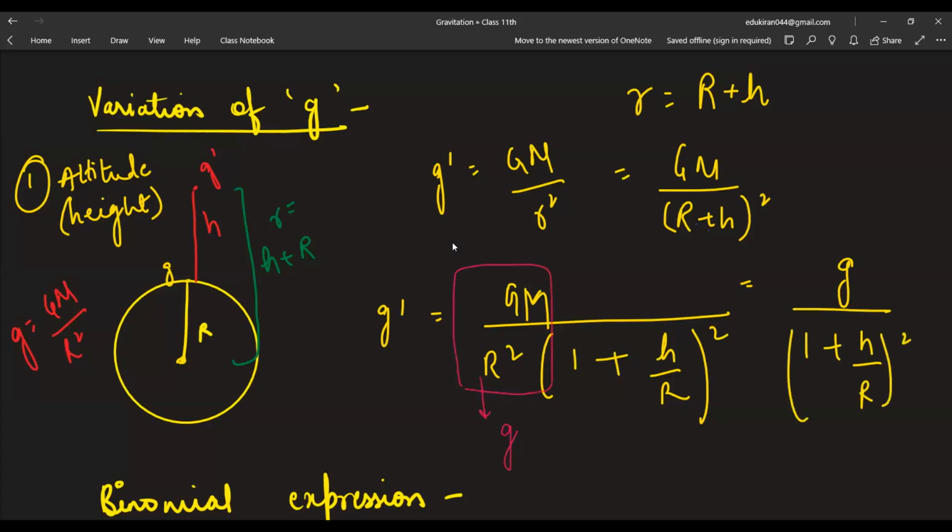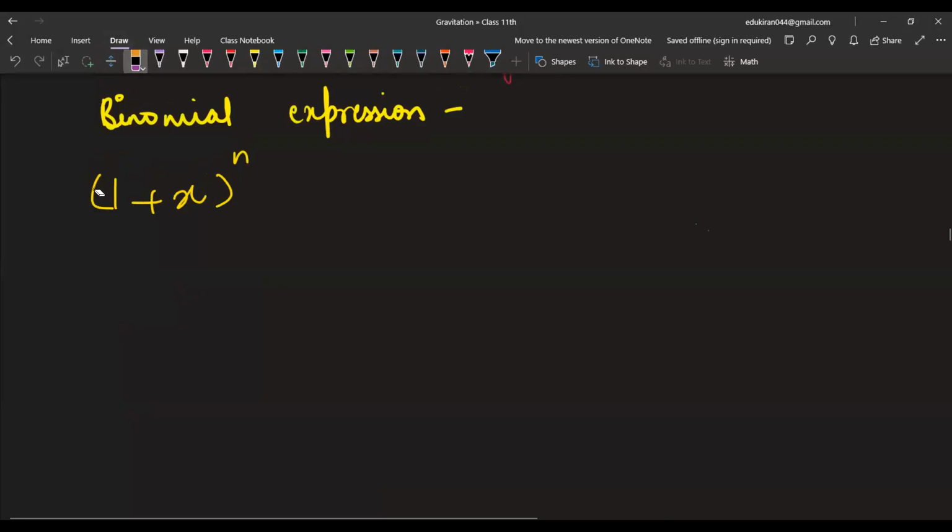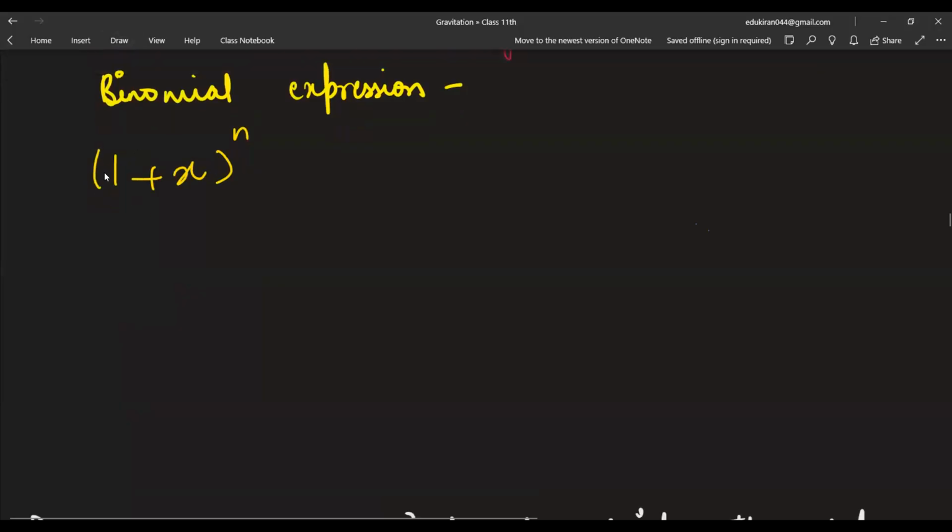Now, class, there's a concept of binomial expression in your maths. Those students who do not have maths, pay attention here, because in bio this will not be taught, and it is a portion of your class 11th and 12th mathematics. So just make a note. I'll tell you first, and then I'll give you time to copy and write about binomial expressions. Basically, when we have a quantity in this form, 1 plus x to the power n, like we had here, 1 plus h by r to the power 2, this way 1 plus x to the power n is written like this.